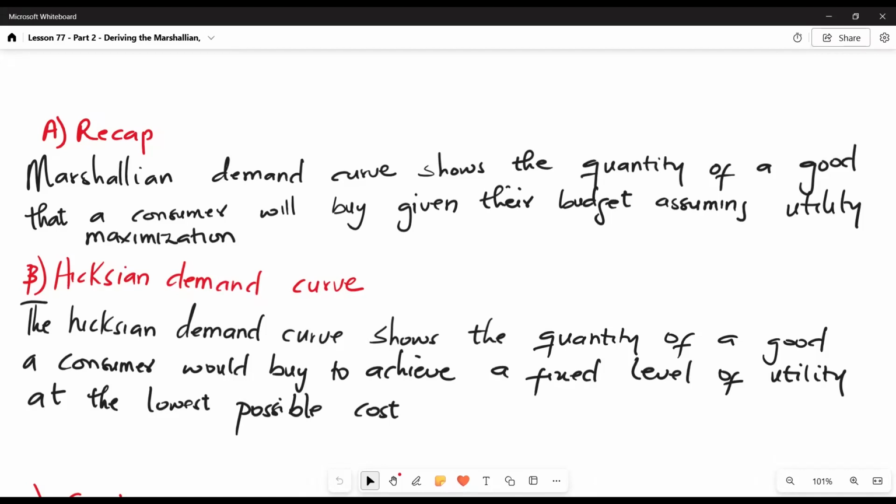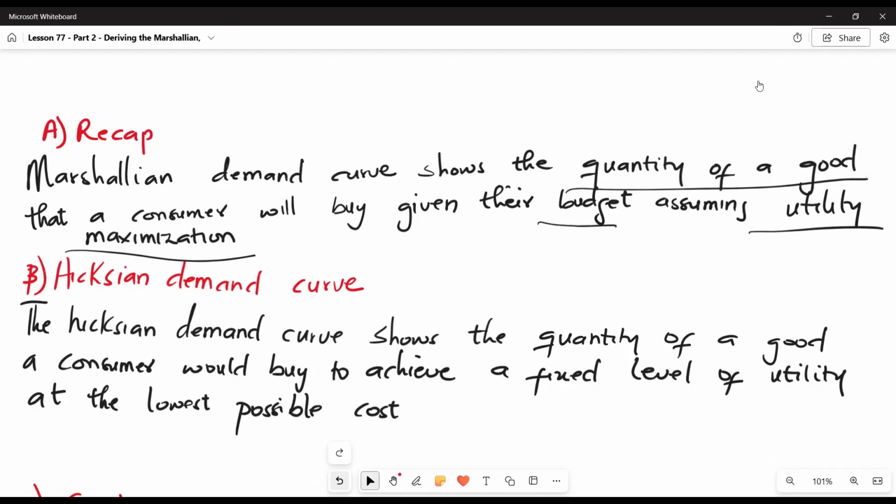We said that the Marshallian demand function, or the demand curve, shows the quantity of a good that a consumer will buy given their budget, assuming utility maximization. The Hicksian demand curve shows the quantity of a good a consumer would buy to achieve a fixed level of utility at the lowest possible cost. This is popularly called expenditure minimization, which we will look at in detail in subsequent lessons. The aim here is to identify a level of utility and find the minimum expenditure given that level of utility.